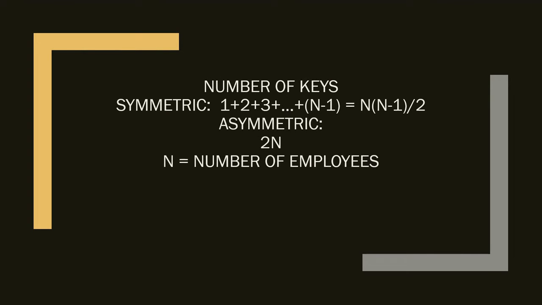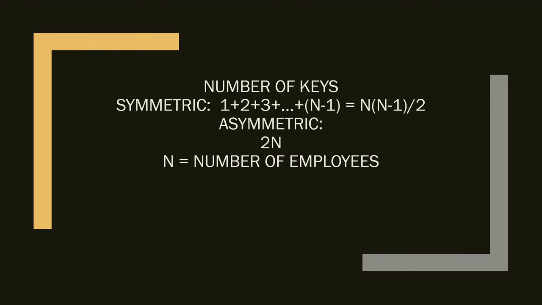One reason that asymmetric keys are better is because they require less overall keys. By the equations on screen right now, you can see a symmetric key would require 1 plus 2 plus 3 plus up to n minus 1 keys, or n times n minus 1 divided by 2 keys, while asymmetric only requires 2 times n keys.